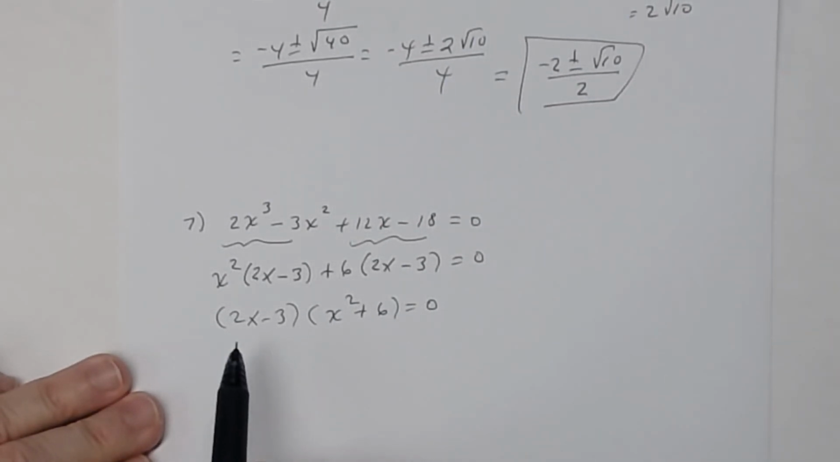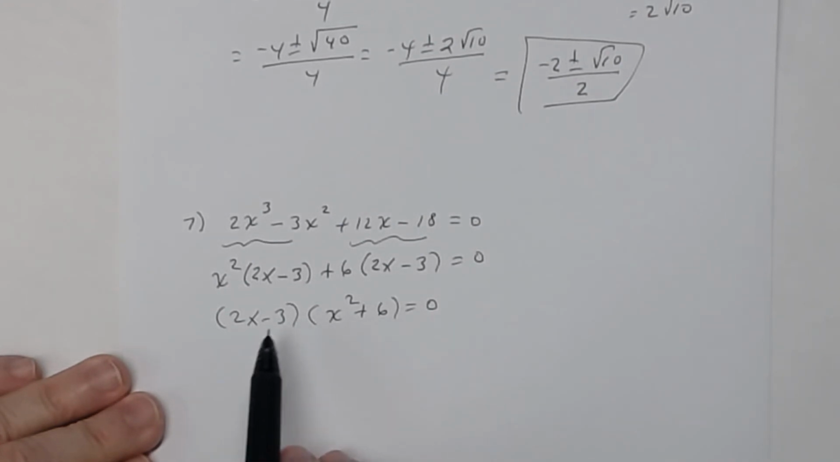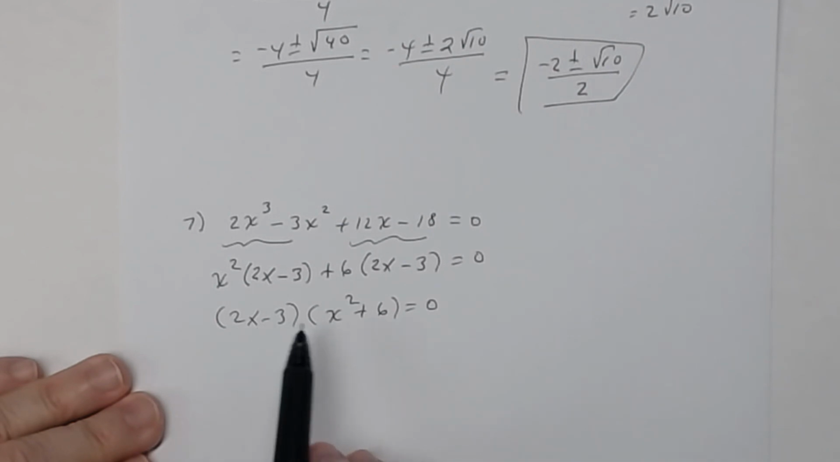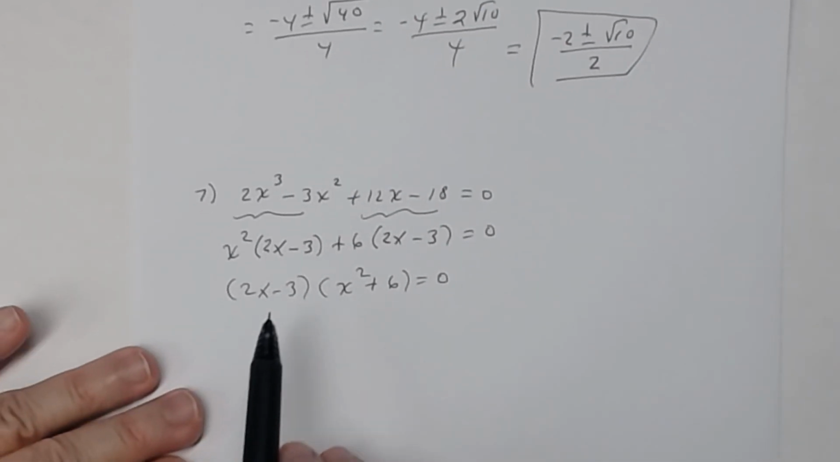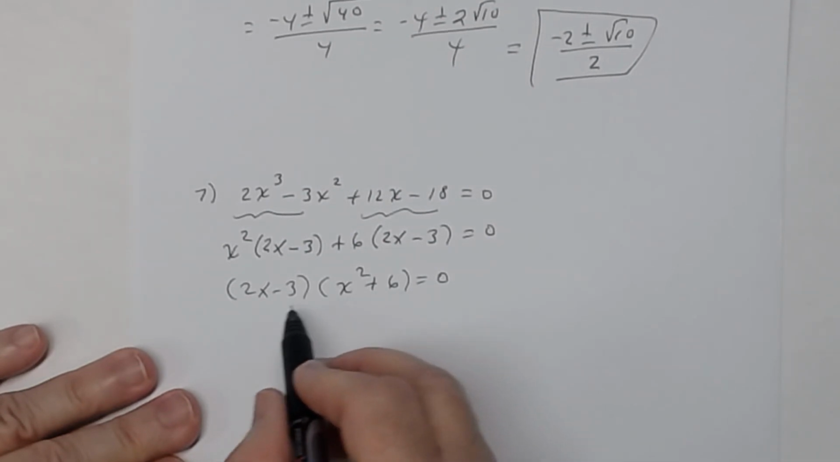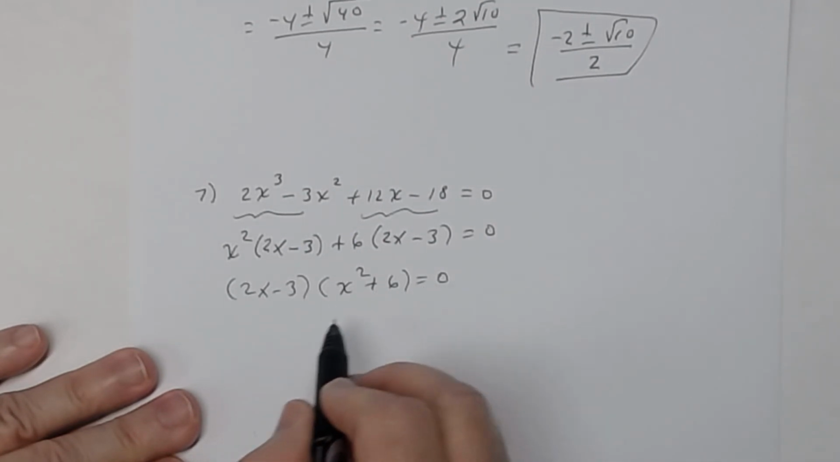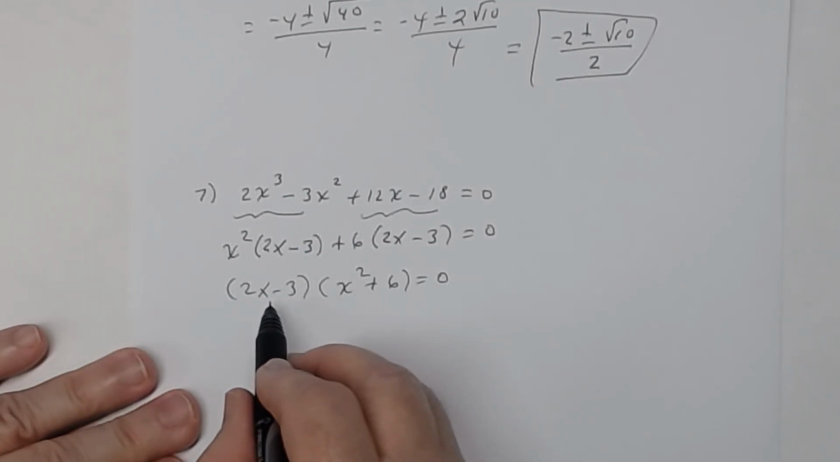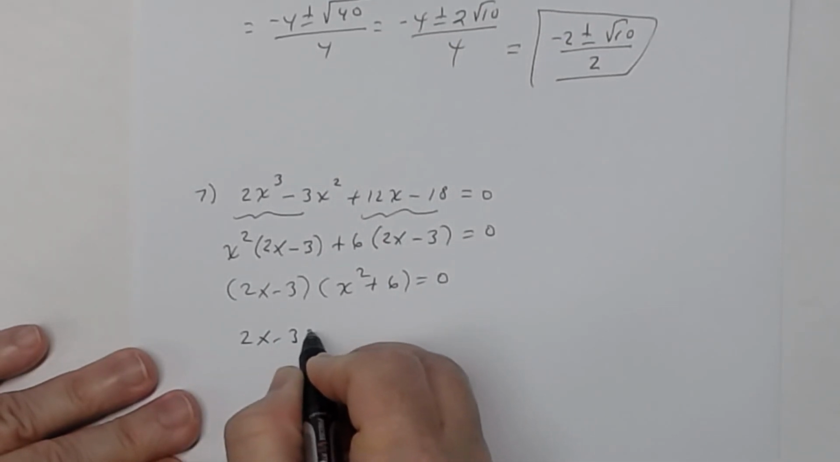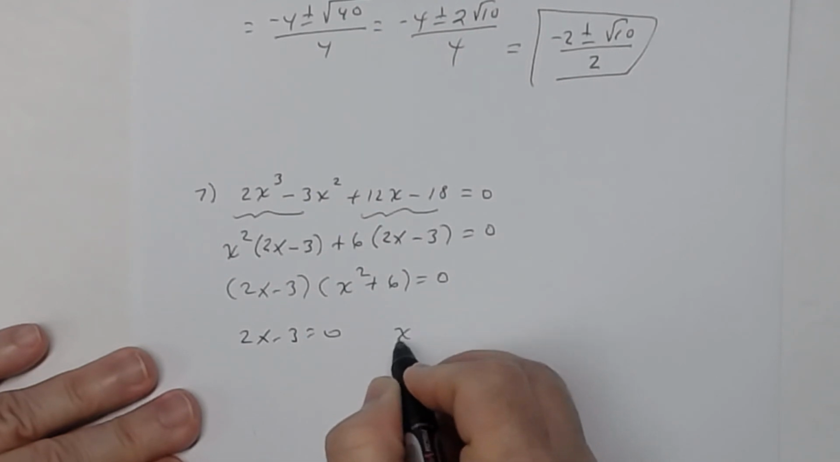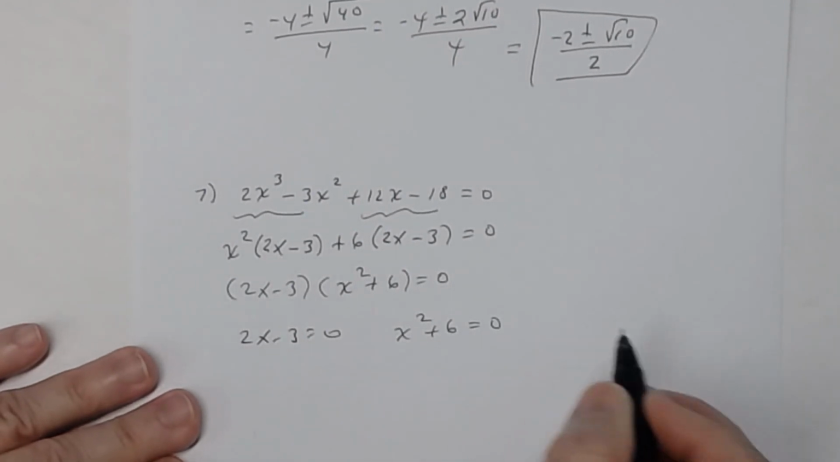In some of your worksheets, some of you forgot to do that. So hopefully you looked at your worksheets and remembered not to make this mistake. You had to show this. And now, just like the previous problem, we have two factors whose product is 0, so one of them has to be 0. We're going to set each one equal to 0. So I get 2x minus 3 equals 0, and x squared plus 6 equals 0.